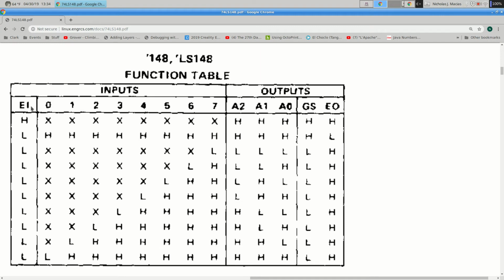All right, let's look at this one other input, EI. If EI is high, none of these inputs have any effect. X means don't care. That's why I've been writing them as dashes. If EI is high, none of these inputs change anything. The output is just high, high, high. That's a 0. All of these things where it's actually doing the job of a priority encoder require EI to be low.